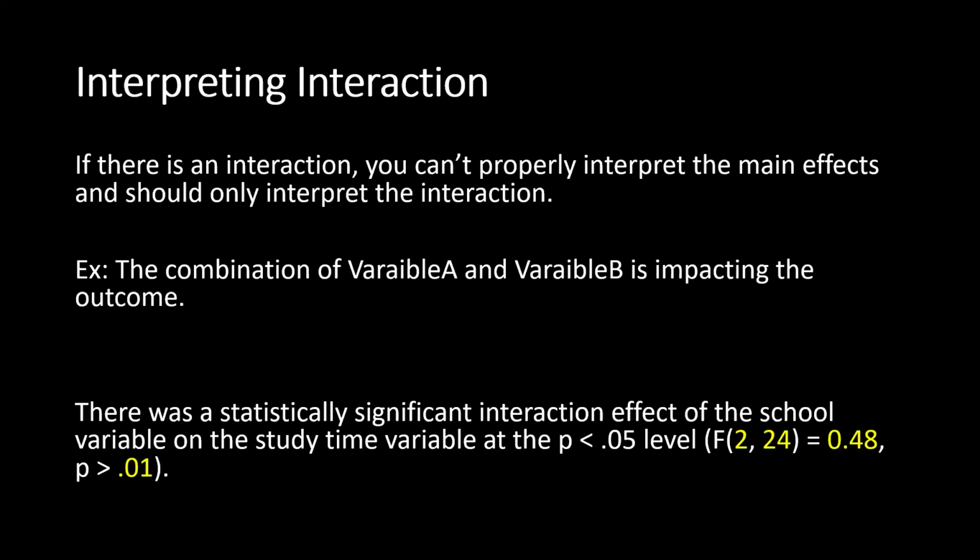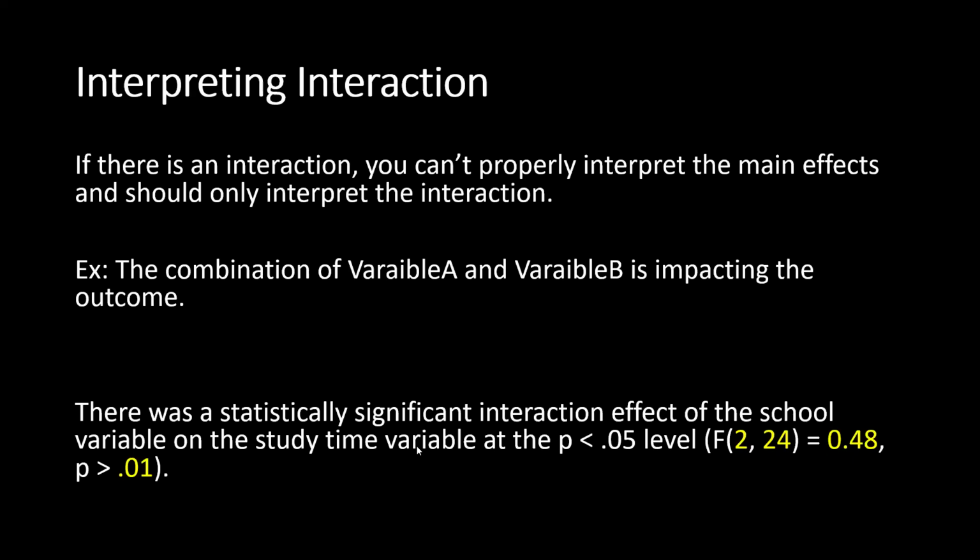So this is how we would report this. If we find ourselves in a situation in which an interaction was present, you can't properly interpret the main effects, those being the two independent variables, and you can only interpret the interaction. So the combination of variable A and variable B is impacting the outcome. And this would be reported in APA format as there was a statistically significant interaction effect of the school variable on the study time variable.